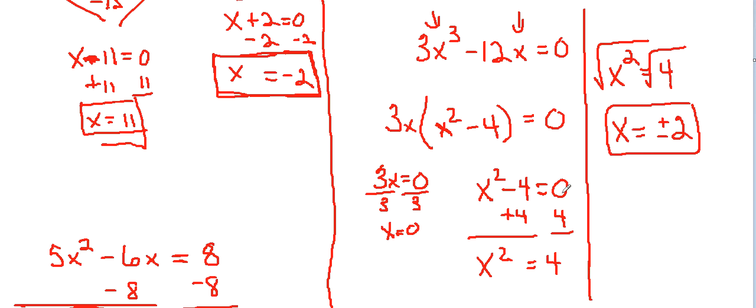Alright, so for this problem then I've got 3 answers. Remember, this is 3x to the third power, so again that tells me I could have up to 3 answers, and I do. I have x equals plus 2 or minus 2, and then I also have this one, that x equals 0. So there's 3 answers involved for this problem.